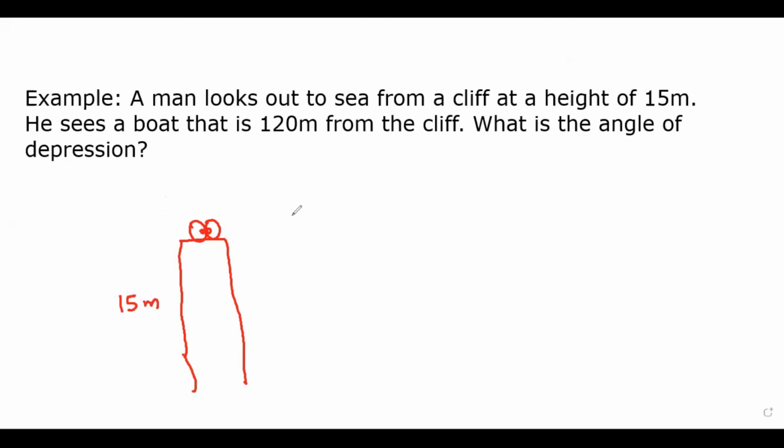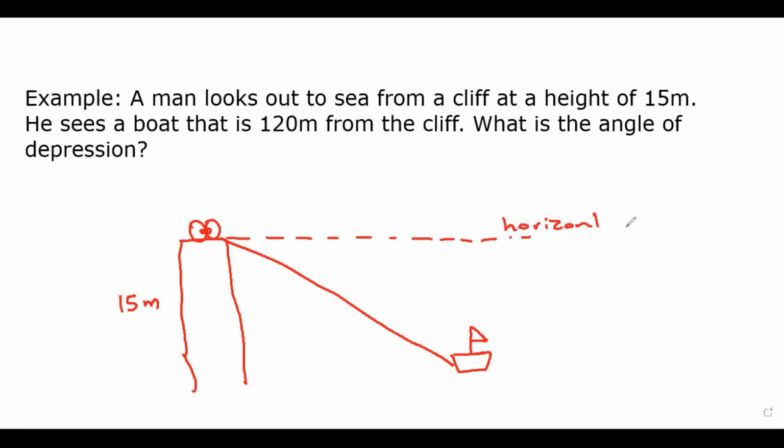Then it says he sees a boat that is 120 meters from the cliff. So that means the boat is about here. So we can draw our boat. Great. So he sees the boat. That means there's an angle of depression that goes down, and you know that you have your horizontal. The line of sight goes down because it's depression. This is your horizontal. That means the angle will be formed here.